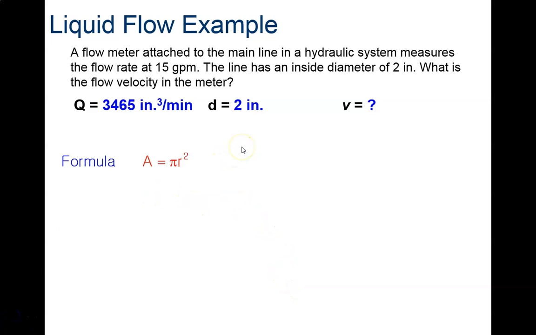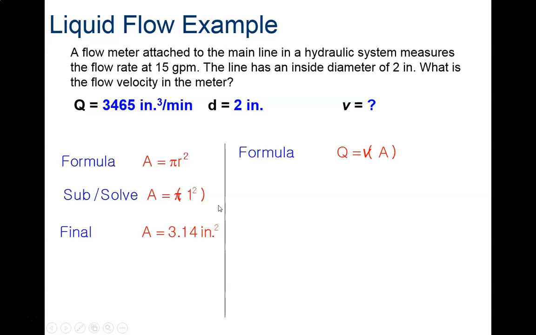The next step is to figure out the inside cross-sectional area of the pipe. We're given that it has an inside diameter of 2 inches. We need to convert that into the area of the circle of the pipe, because the pipe has a circular inside. So we'll use A equals pi r squared. The diameter is 2, but this calls for the radius, so it's pi times 1 squared. The final area is 3.14 inches squared.